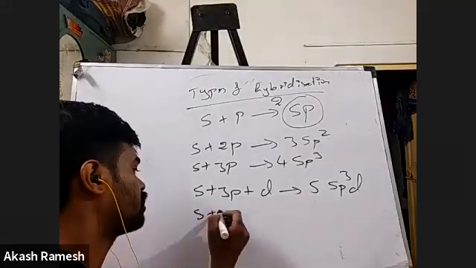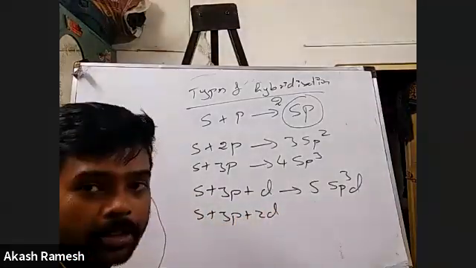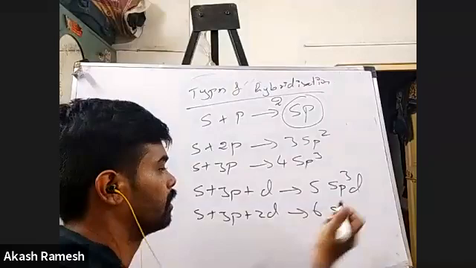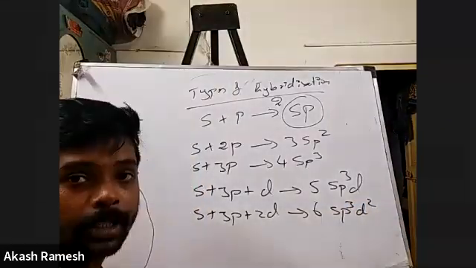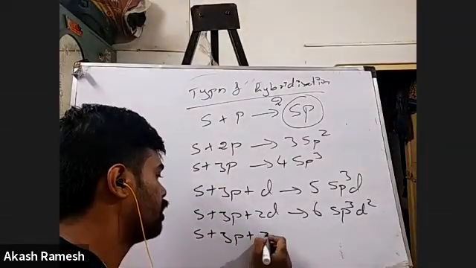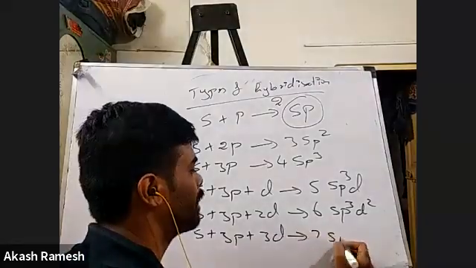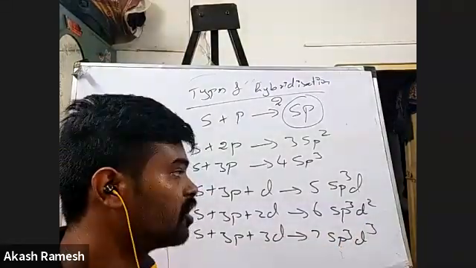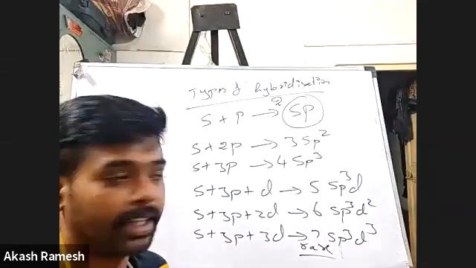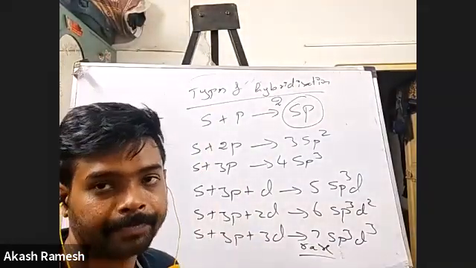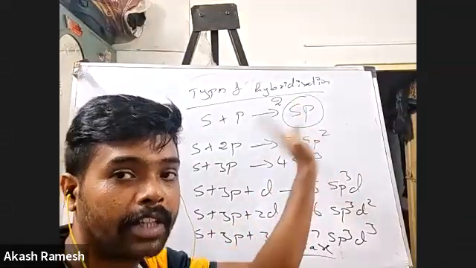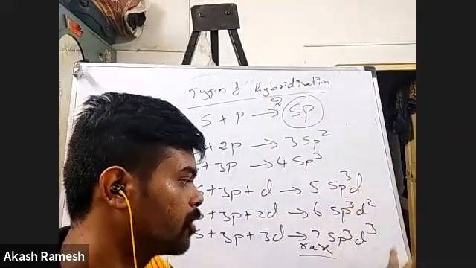Okay, next S plus 3p plus 2d orbitals. Now I can have 6 sp3d2 hybrid orbitals. Now the last one is S plus 3p plus 3d, which will form 7 sp3d3 hybrid orbitals, but this is very rare. The last one we saw is very, very rare, but all the first 6 are very much possible. So remember sp, sp2, sp3 done. After that, I have to go for d orbital: sp3d, sp3d2, sp3d3.